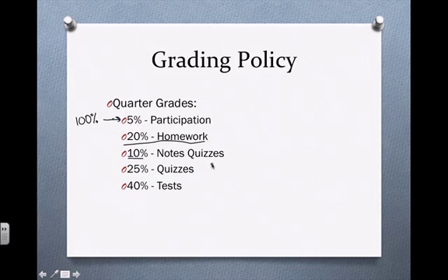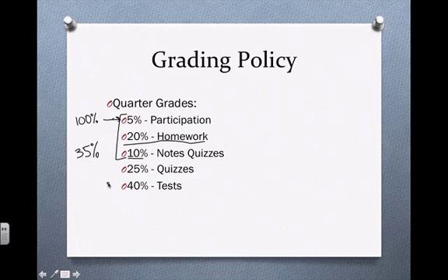So with that, these three categories right here make up 35% of your quarter grade. Easy points to get. These should be very easy to get, earn 100% or pretty darn close to all of those in these three categories.